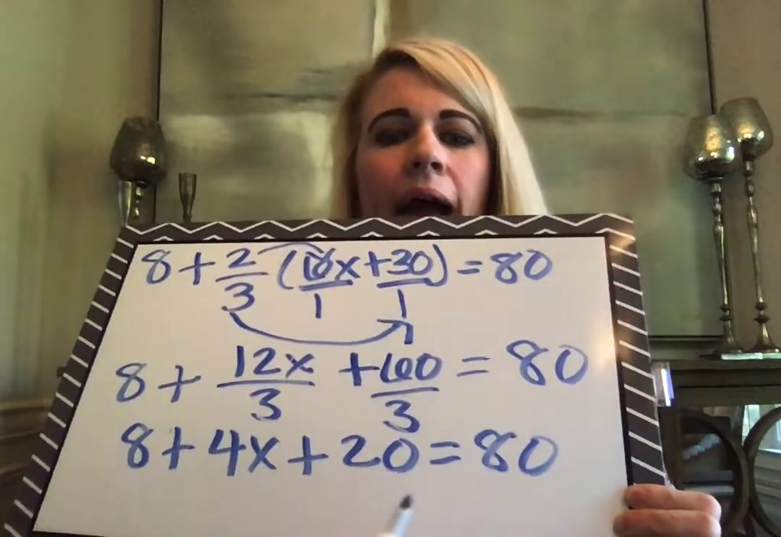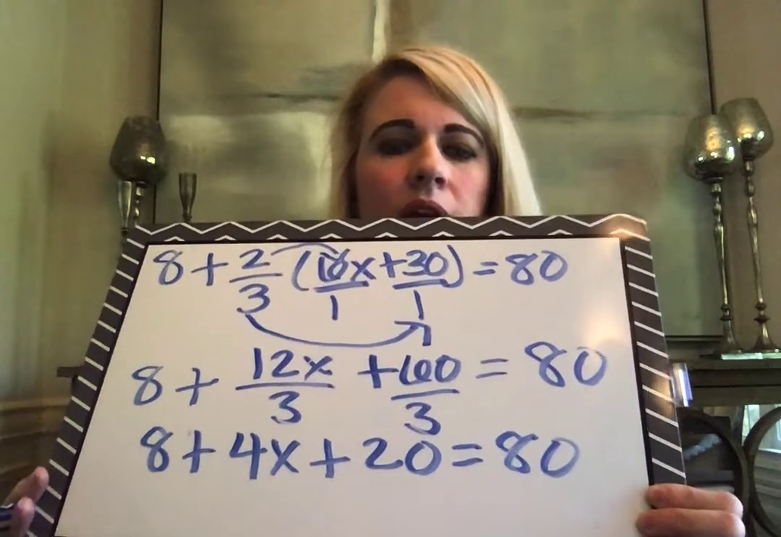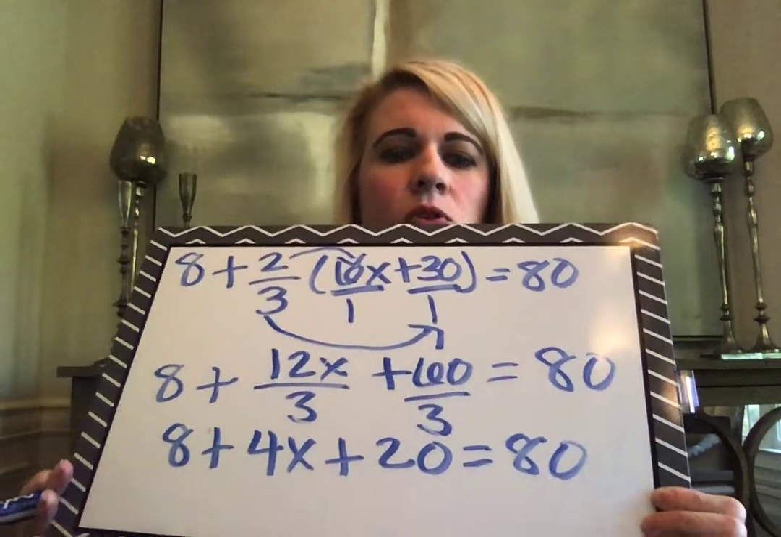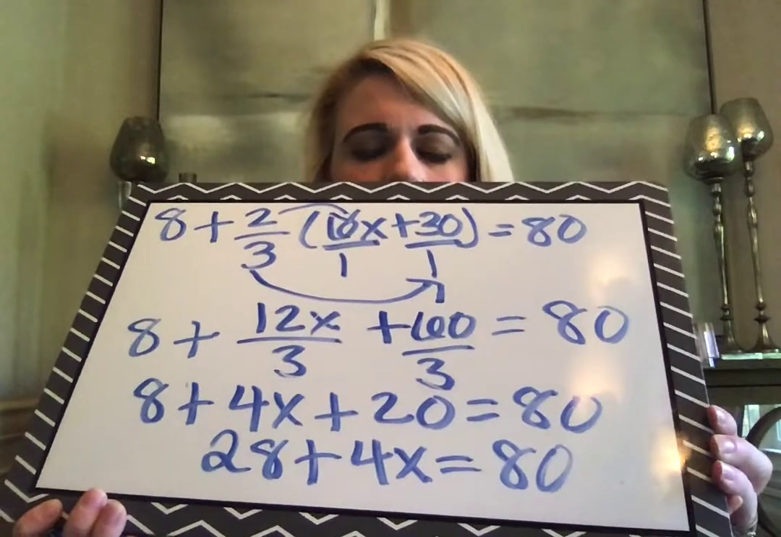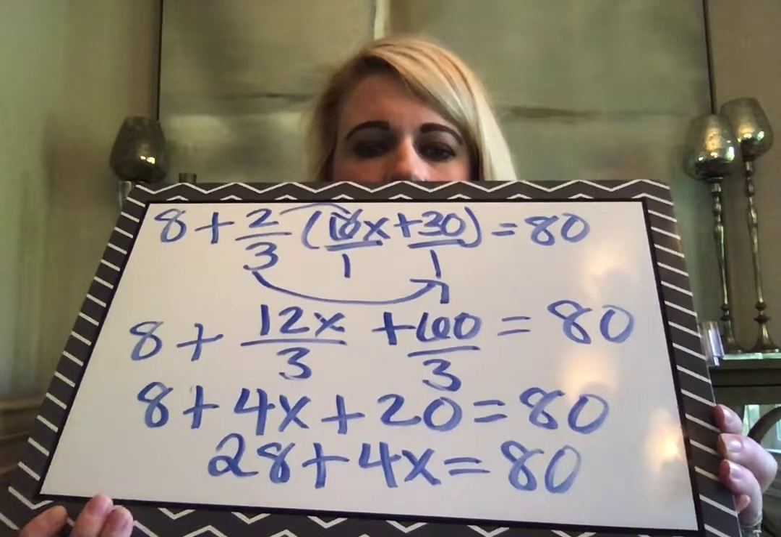So now we're here. Now we're going to combine our like terms. We're going to combine our constants. We're going to combine 8 and 20. And what is 8 plus 20? 28. So I'm going to write 28 plus 4x equals 80. So now I've made it into a two-step equation. So now I'm going to rewrite it at the top because I don't have any more room on my board. So I'm going to write 28 plus 4x equals 80.